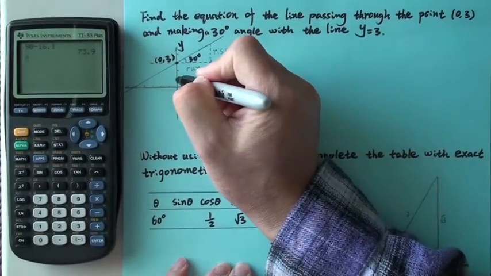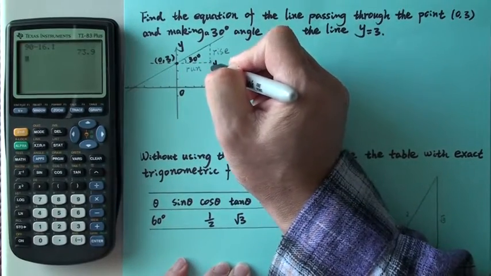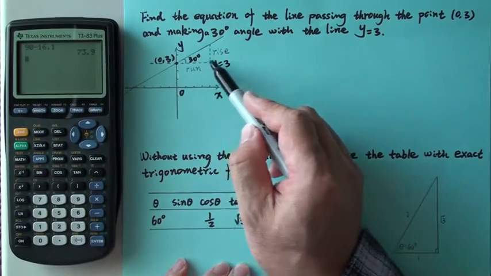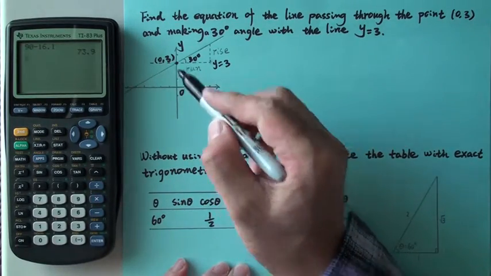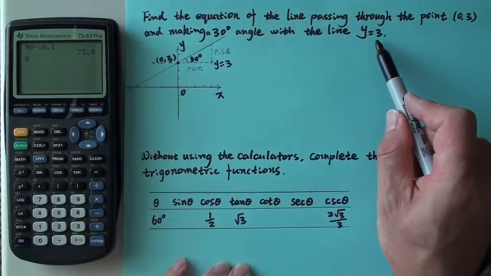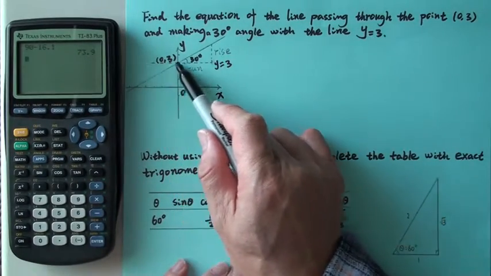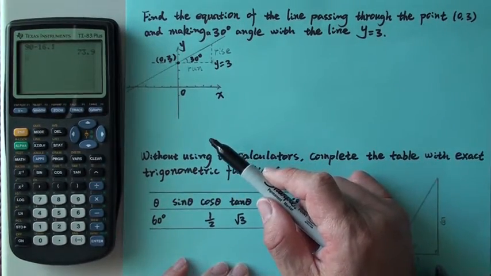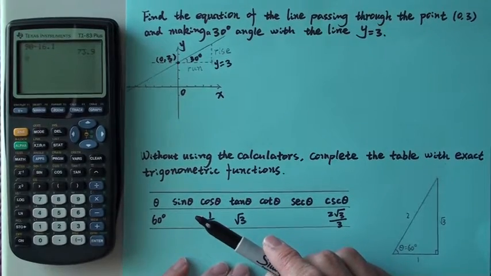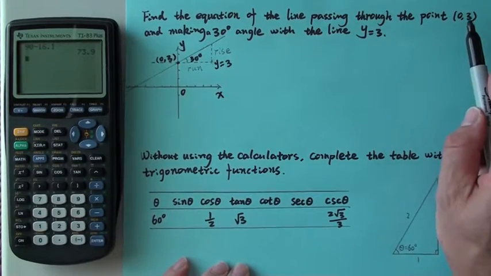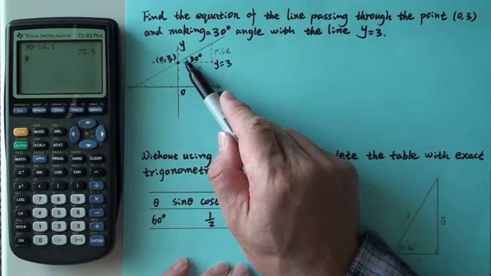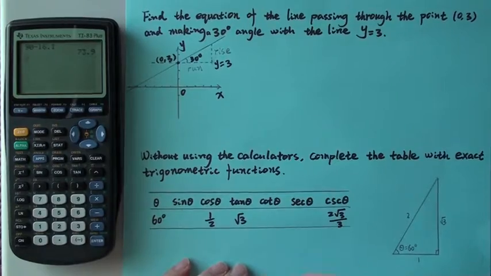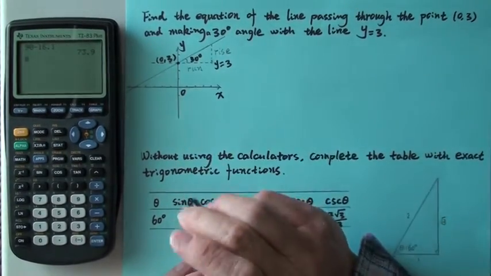Here is y equals 3, this horizontal one. So y is a constant, x can be any value. That's a horizontal line. Now, we know a point, and we know the angle. We can find out the equation. We know here is 30 degrees.